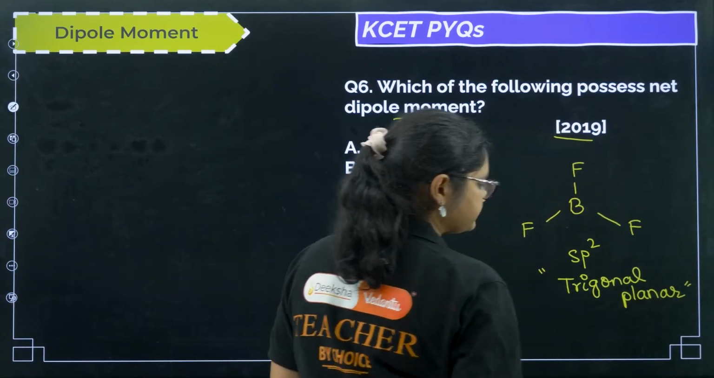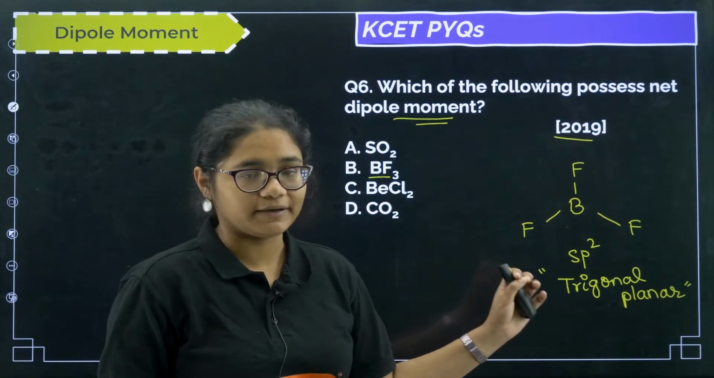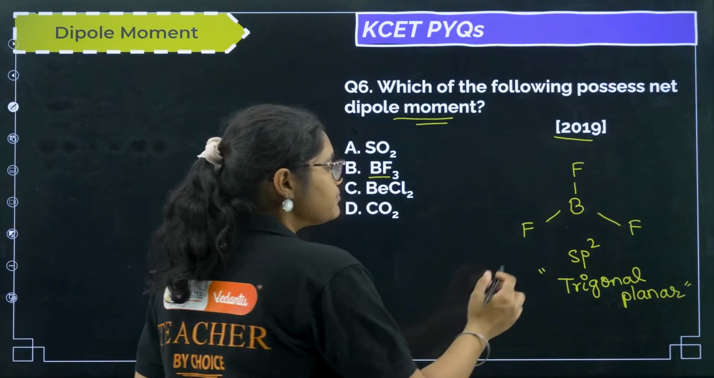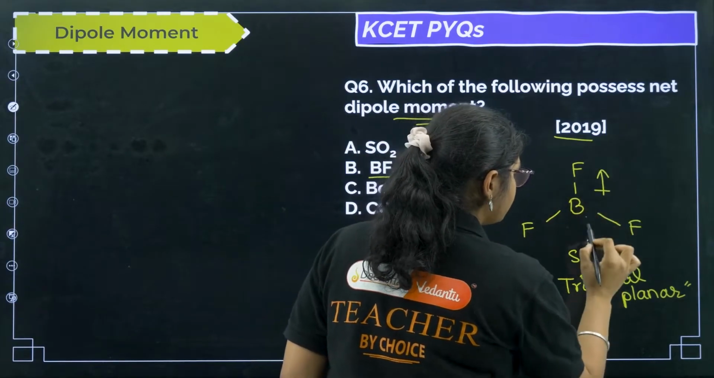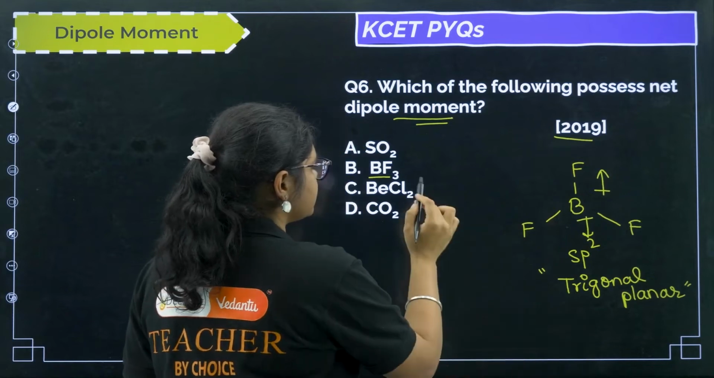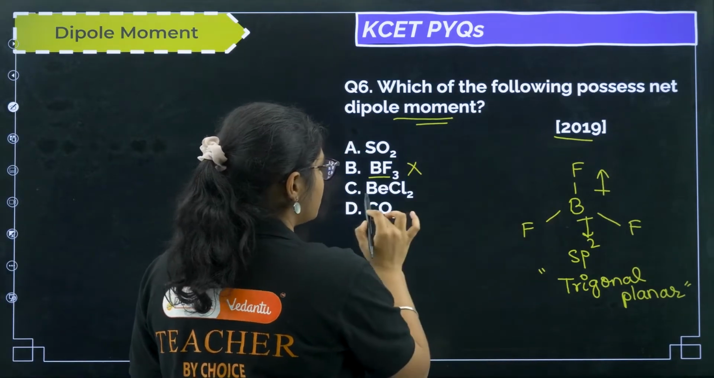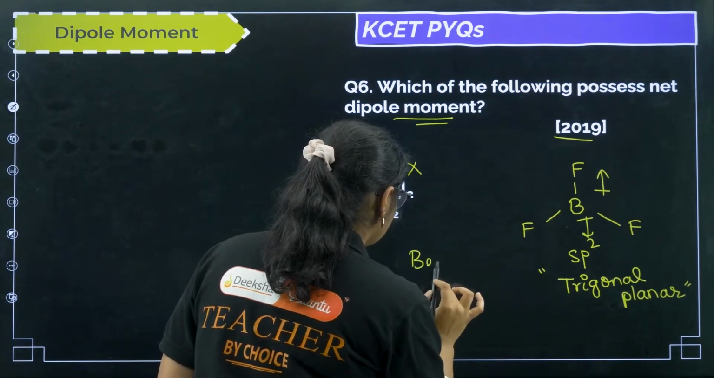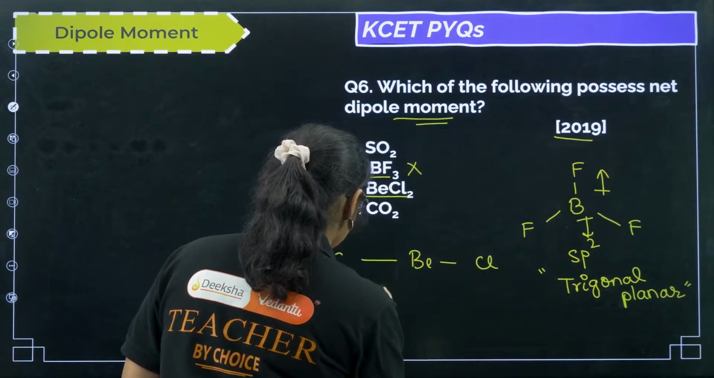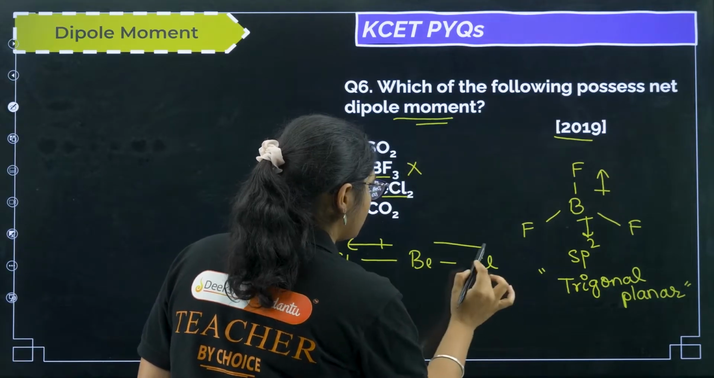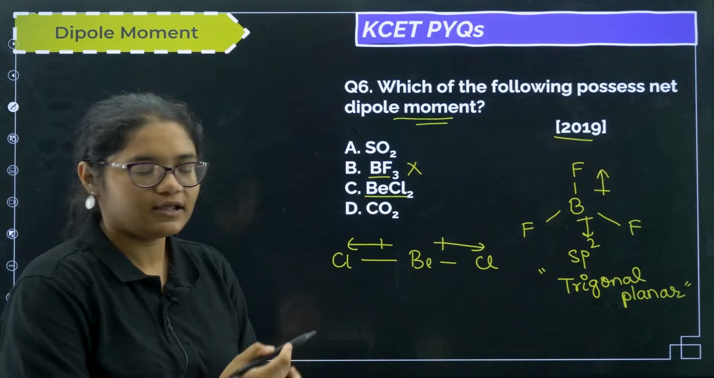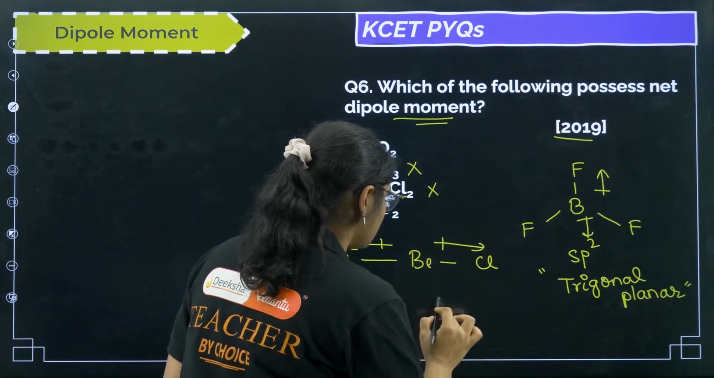Trigonal planar. So if it is trigonal planar, then what will happen here? The net dipole moment will get cancelled out. Okay, so this is non-polar. Next, if you see BeCl2, here also the net dipole moments cancel out each other. So that is why this is also not the correct answer.